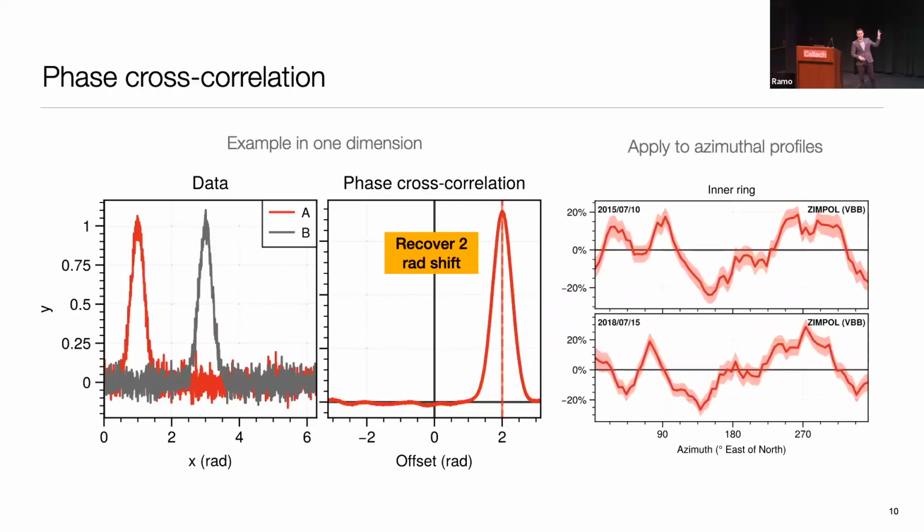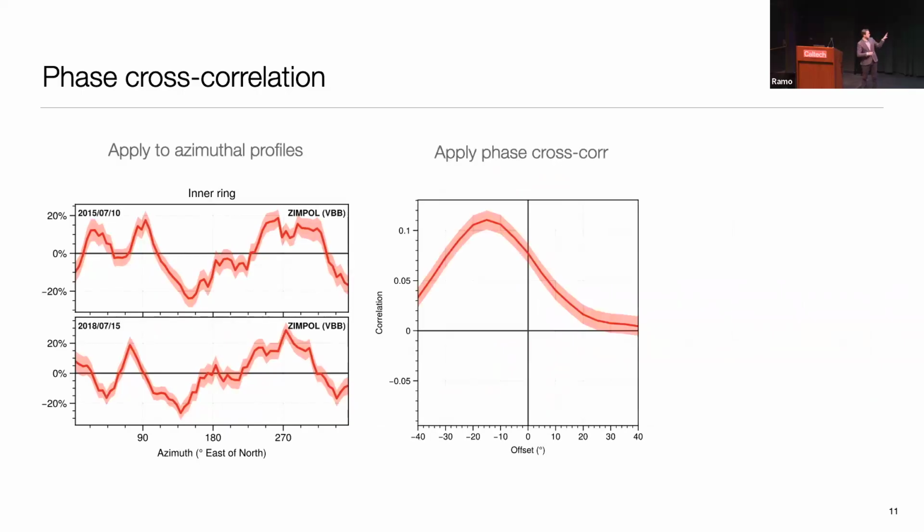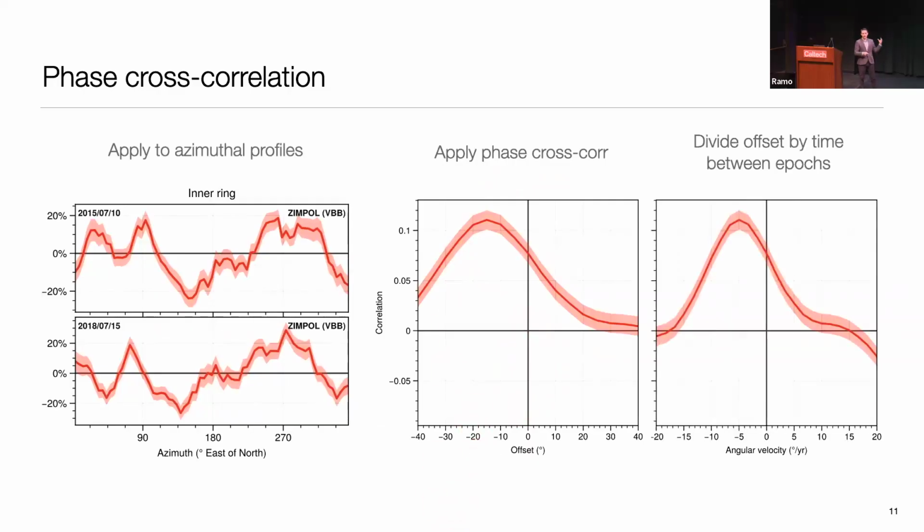And what I'll be applying that to are these azimuthal profiles of both the inner ring and the outer ring. So I take two azimuthal profiles from a pair of data, and when I cross-correlate them together, I get this curve. This curve has a peak that's giving me the shift of these signals in degrees. I can then divide by the time between the two observations and get the angular velocity in degrees per year. And what we can see here is, again, the peak is essentially the measured velocity, and the amplitude and shape of that peak is telling us how correlated the two signals are. If they're more correlated, you'll get a thinner, higher amplitude peak.